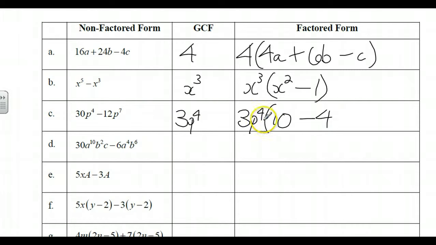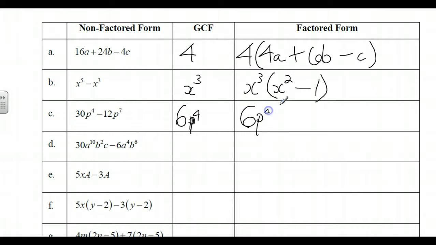To get a p to the 7th, I've already got a p to the 4th. 7 minus 4 is 3. Now, hey, there's a problem. 10 and 4 are both divisible by 2. Which means we erase. Which is why you use pencil. And we erase because we missed. We should have said 6. That's the largest number that goes into 30 and 12.